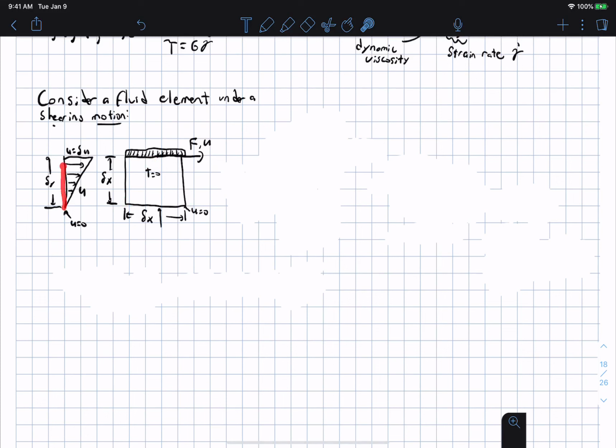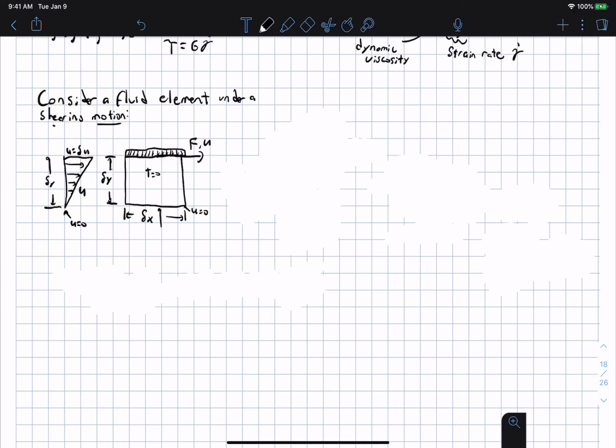And if I was to plot the velocity as a function of height from the bottom, it would look like this function here. And so this height here is delta y. Let me fix that. This one looks like a delta x, but it's a delta y. Okay.